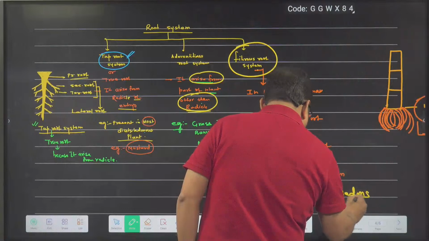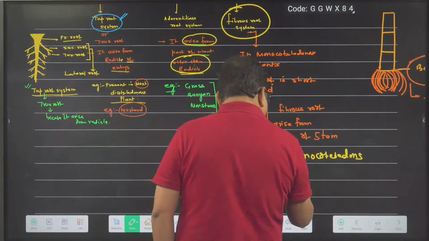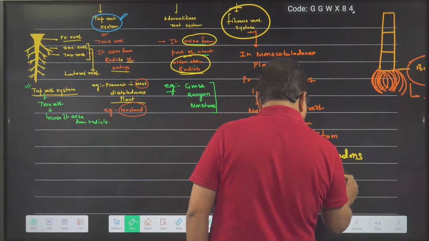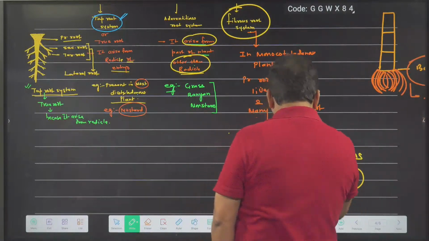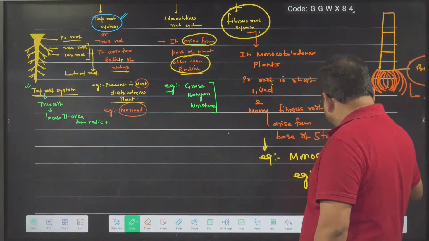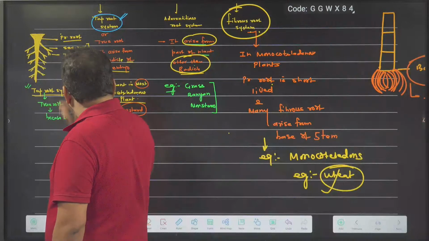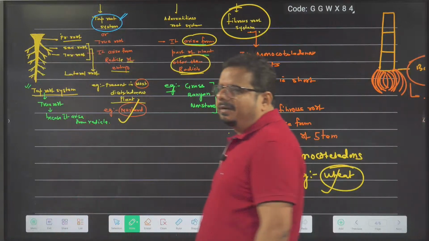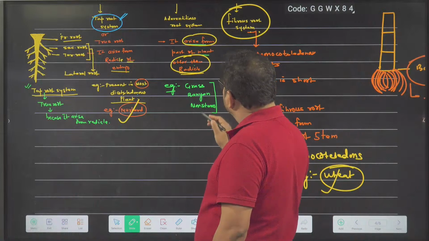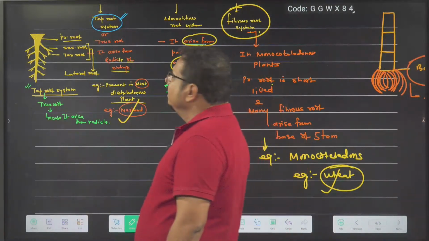And in monocotyledon, the typical example given in NCERT is what? Wheat. So according to NCERT, the example of fibrous root is wheat. According to NCERT, the example of tap root is mustard. And the examples of adventitious root are grass, banyan and monstera.